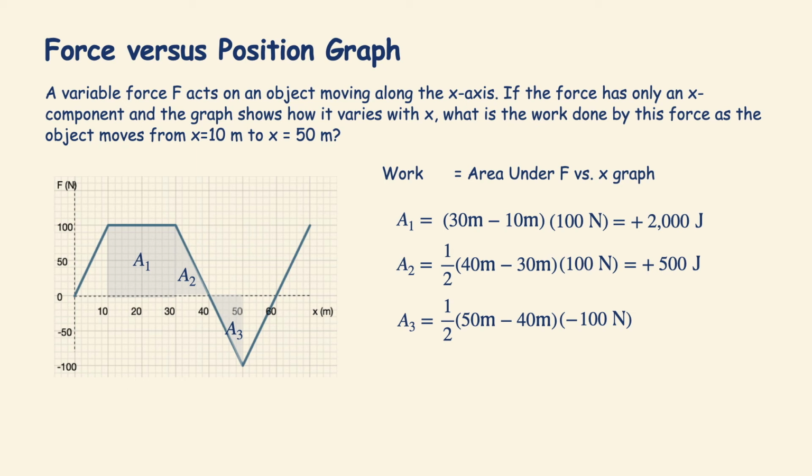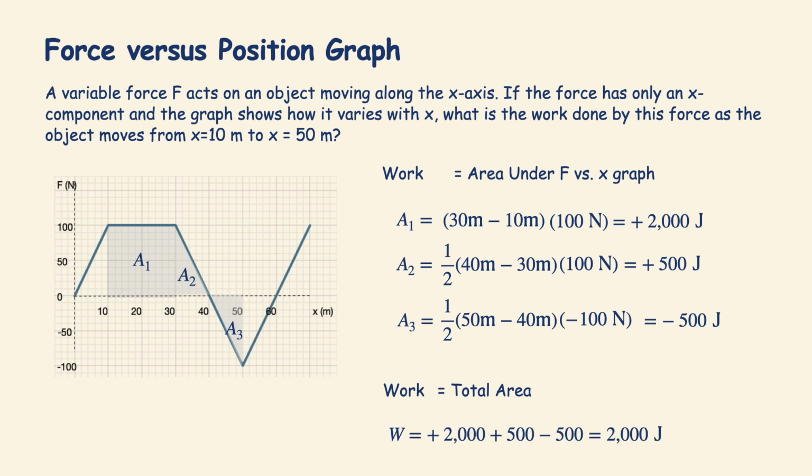You could have easily seen that the triangles A2 and A3 will have similar areas that will just appear with different signs. So if you recognize that the areas cancel out, you don't have to write it down. But here I have it, and so the area of the triangle A3 is minus 500 joules. So finally I can say the work of the force as the object moves from 10 meters to 50 meters is going to be equal to the total area. In this case it will be 2000 plus 500 minus 500, for an answer of a total work of 2000 joules.